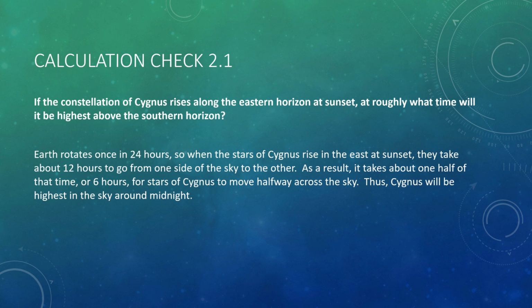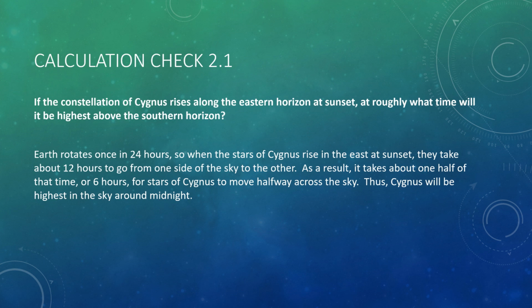All right, well, we first of all know that Earth rotates once in 24 hours. So when the stars of Cygnus rise in the east at sunset, they take about 12 hours to go from one side of the sky to the other, right? Half of the motion. So as a result, it takes about 1/2 of that time, or about 6 hours, for the stars of Cygnus to move halfway across our sky. So thus, Cygnus will be highest in the sky around midnight if you assume that sunset's around 6 p.m., depending on what time of the year it is.